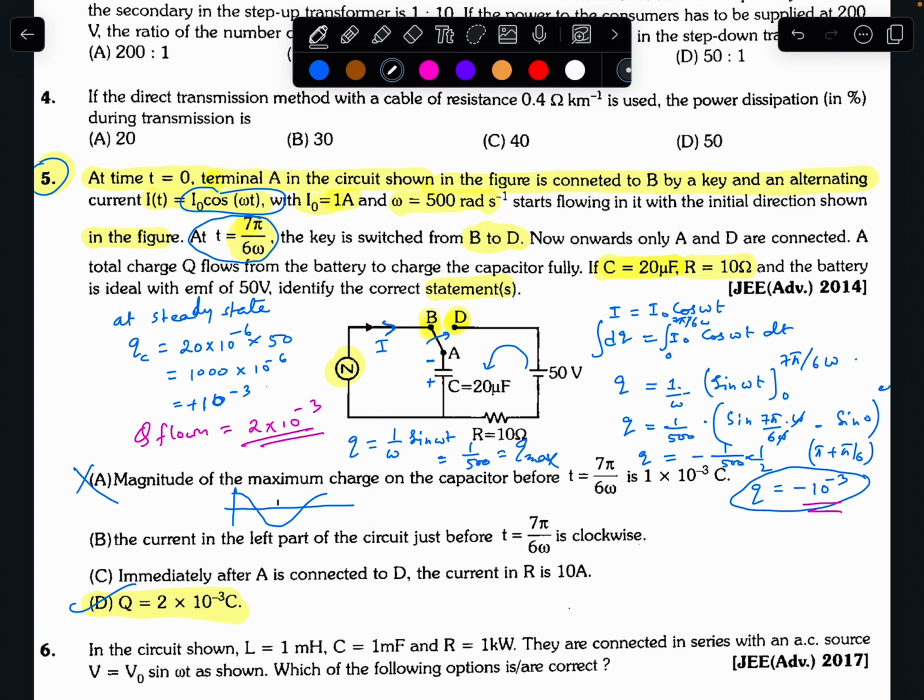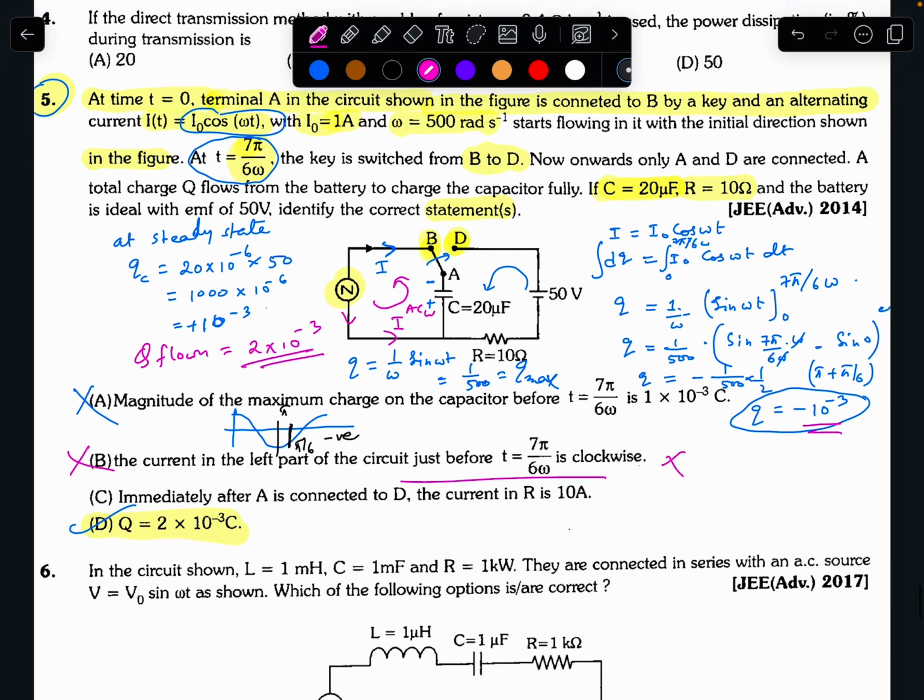So this is pi, correct? 7 pi by 6, omega t is pi plus pi by 6. So this is 7 pi by 6, omega t is pi plus pi by 6. So at this time you can see current is negative. Current is negative means what? Current is flowing in this direction, I. So this is anti-clockwise. So second option is also wrong.